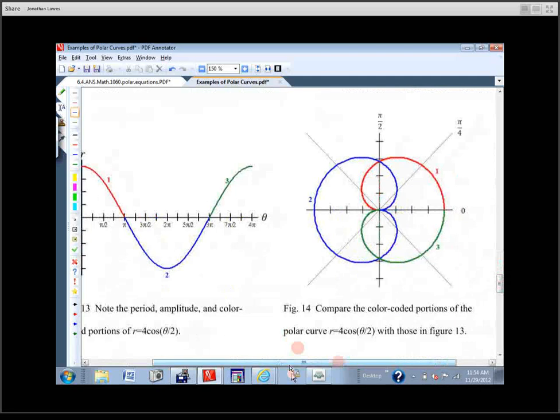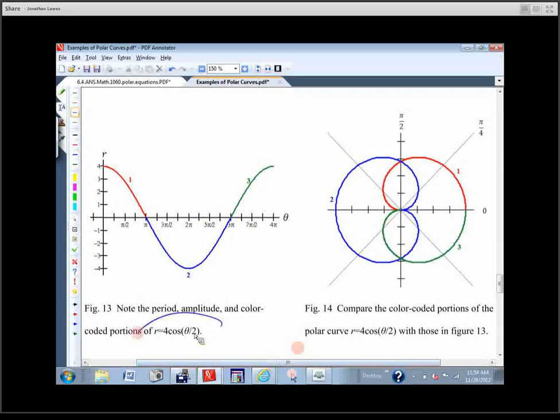Let's take a look at this one. This one I think is kind of interesting for a couple reasons. Here's the function. You'll notice we did something different in this one than we've done with all the others. What did we do to the period? Okay, we divided theta by 2, so what does that do to the period? Stretches it out. It slows down the cycling time. So it's not going to make the entire shape in 360 degrees or in 2 pi units. It's actually going to take 4 pi units to make the entire shape.